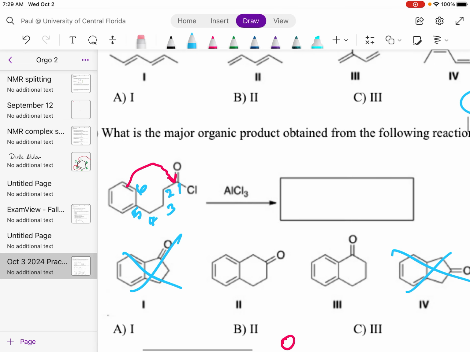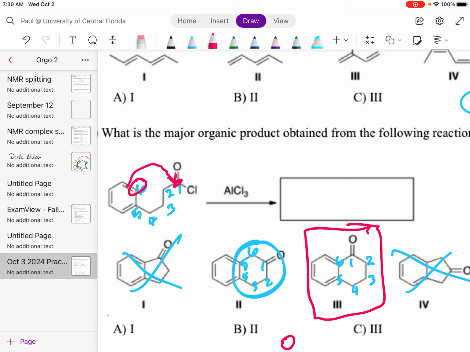And so where should that carbonyl be? If we number the carbons in our product, that would be 1, 2, 3, 4, 5, 6. Okay. And then this would have to be carbon 1, 2, 3, 4, 5, 6. Do you see how the numbers on this guy don't match those numbers over there? Because when you look at the mechanism here, carbon 6 is forming a bond with carbon 1. Okay, but carbon 6 is part of the benzene ring. And so that leaves us only with that as our possible answer choice.